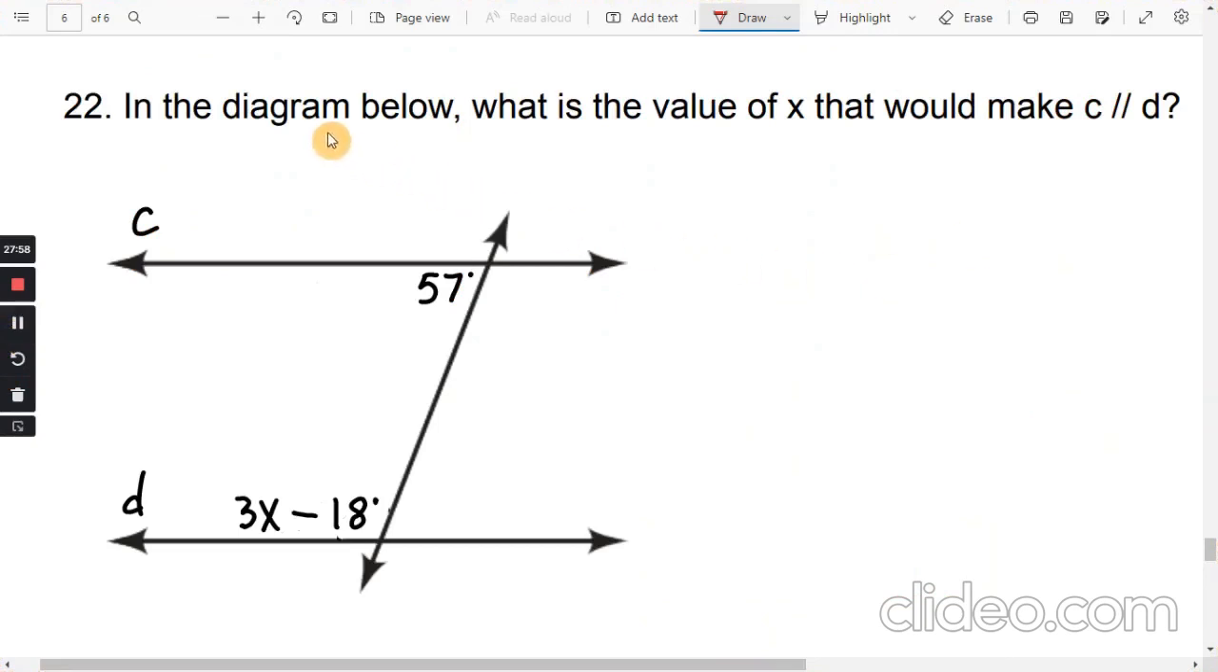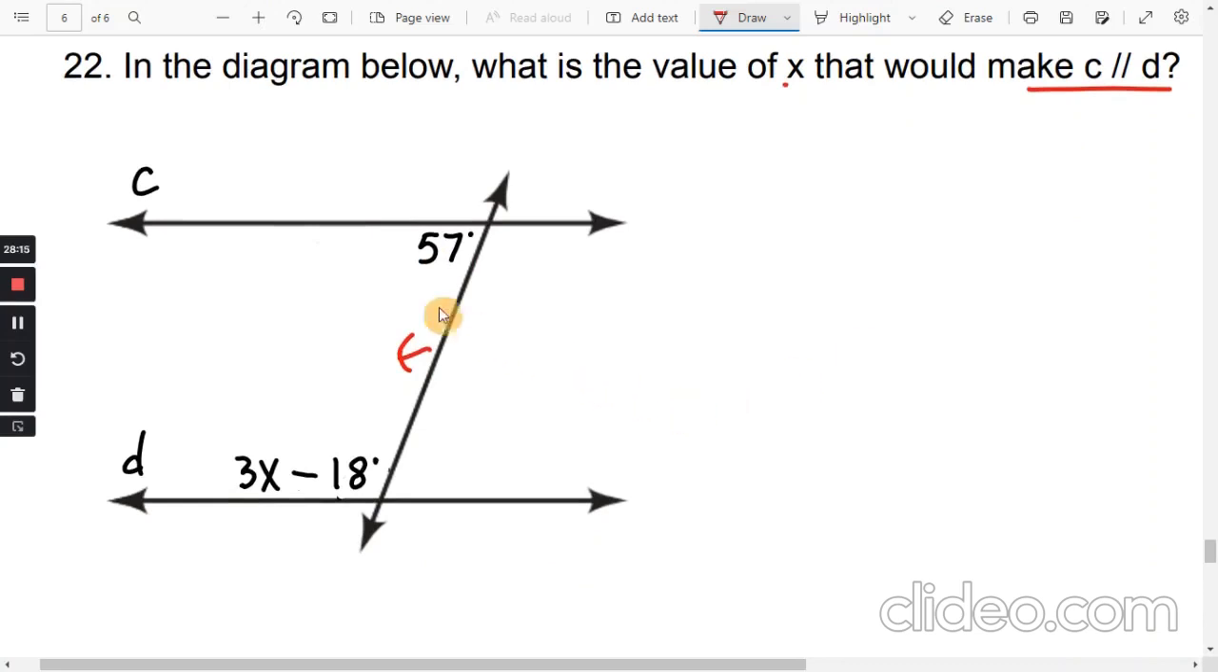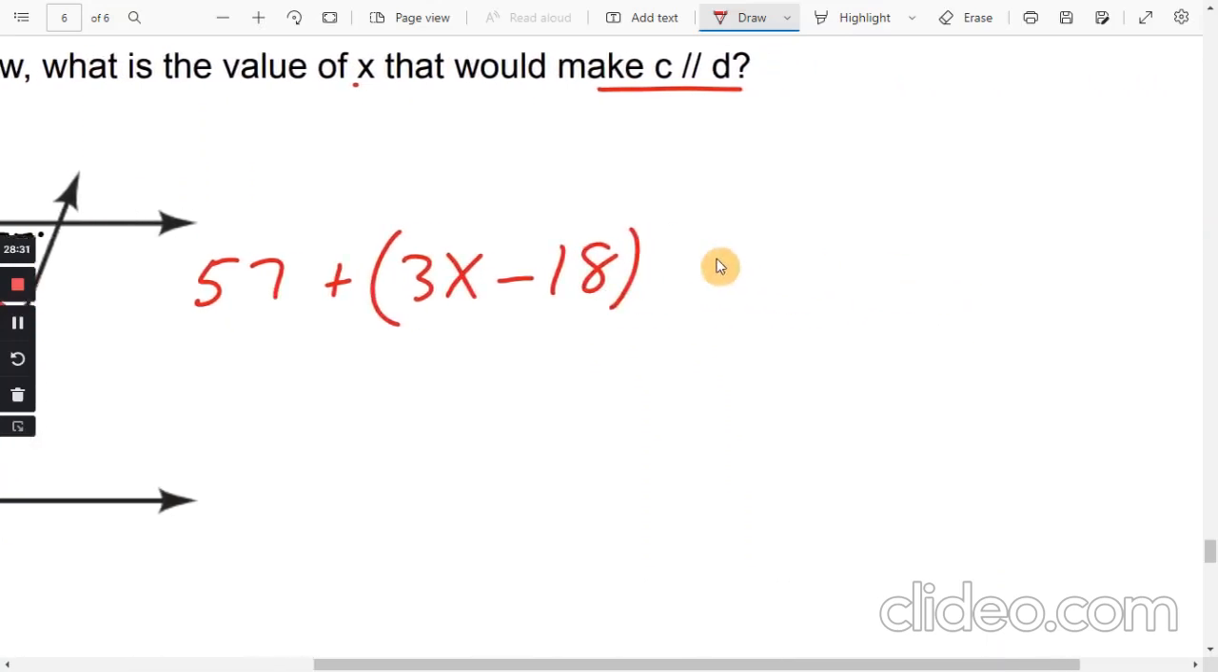All right, in the diagram, what is the value of X that would make C parallel to D? Well, if these lines were parallel and this was your transversal, once again, both angles are on the same side. Same side interior is supplementary. So this plus this equals 180. And if that were true, that would make the lines parallel. So 57 plus 3x minus 18 is going to equal 180.